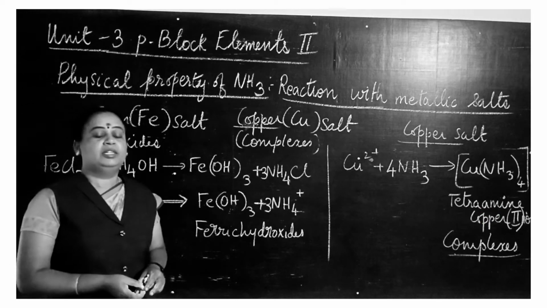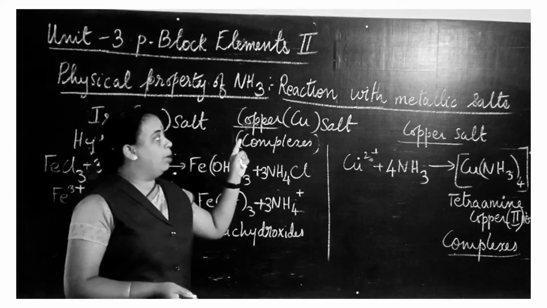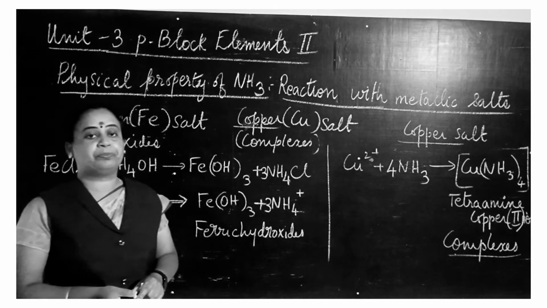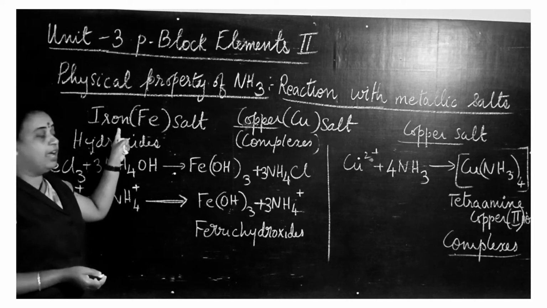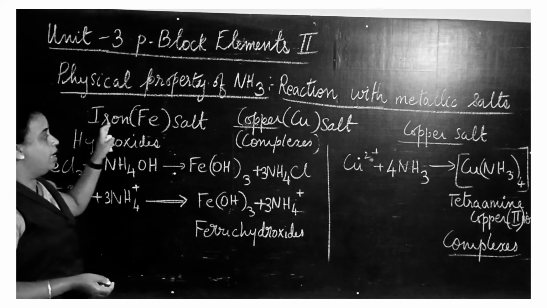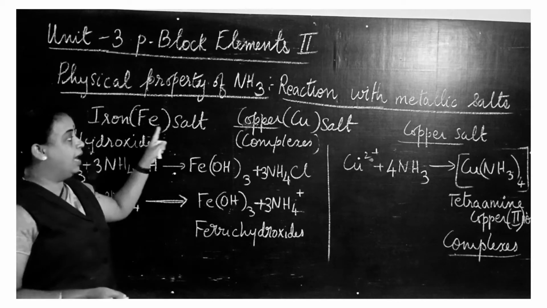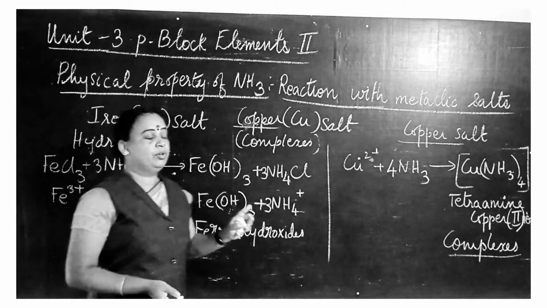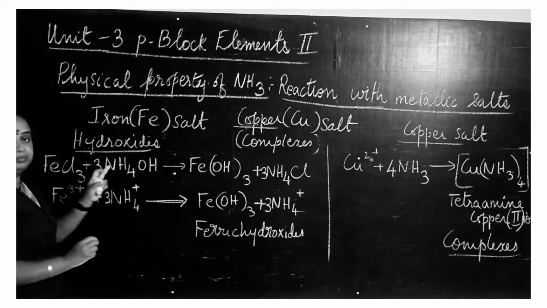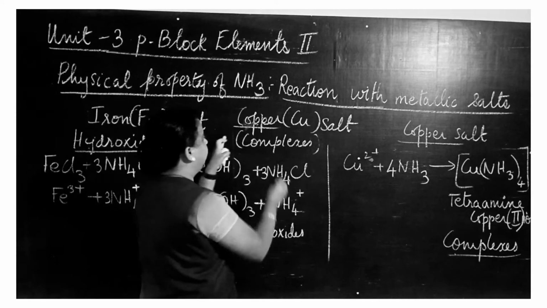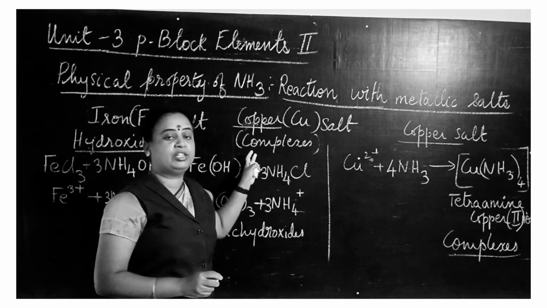Hello students. Now let us see the physical property of ammonia. How does ammonia react with metallic salts? Here ammonia reacts with two types of salt, that is iron-containing salt, Fe salt, and copper-containing salt. When ammonia reacts with Fe salts, it forms hydroxides. And when ammonia reacts with copper salt, it forms complex, coordination complexes.